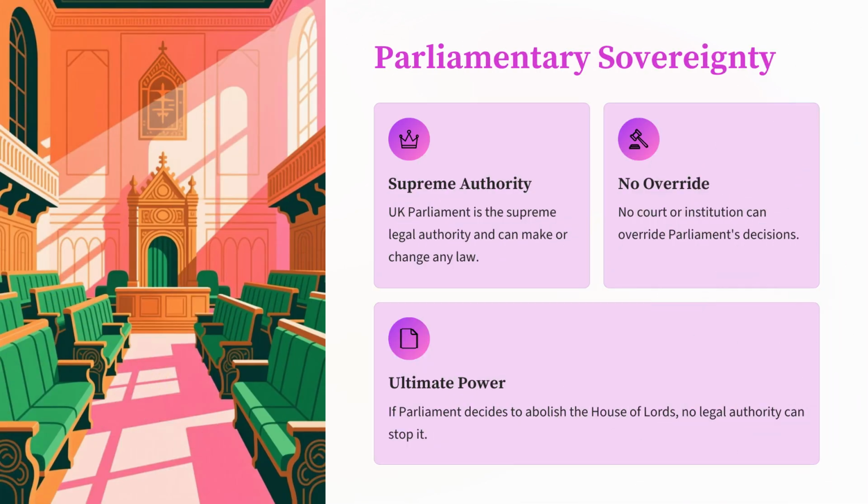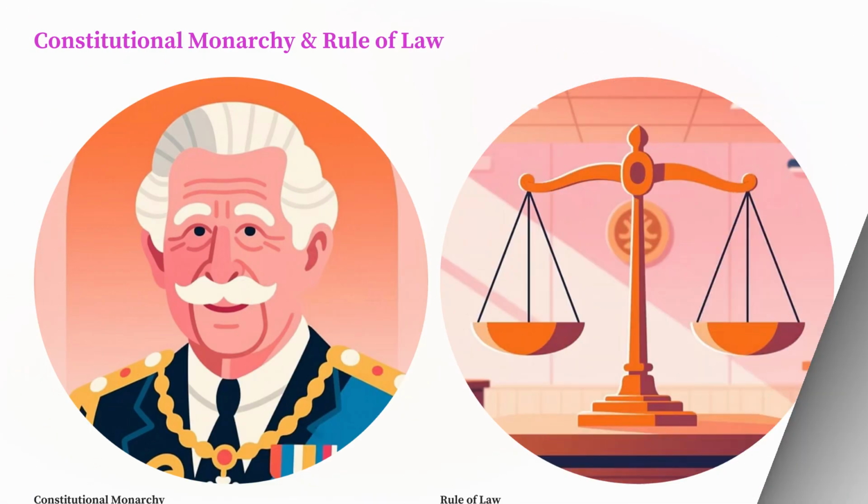Parliamentary Sovereignty. Supreme authority. UK Parliament is the supreme legal authority and can make or change any law. No override. No court or institution can override Parliament's decisions. Ultimate power. If Parliament decides to abolish the House of Lords, no legal authority can stop it.